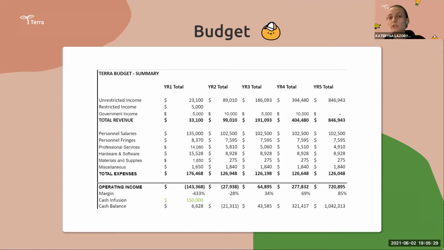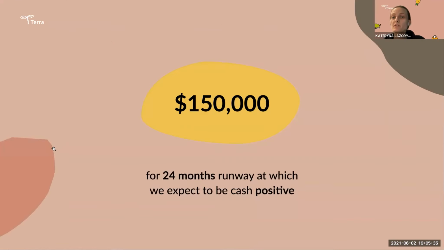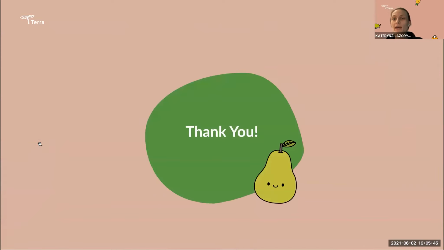Considering this setup, we are looking to raise $150,000, which will help us cover the initial cost of software development and achieve cash positivity in our 3rd year. We welcome you to join us in saving over 1 million pounds of food waste in 5 years through growing the composting community in Los Angeles together. Thank you. Any questions?